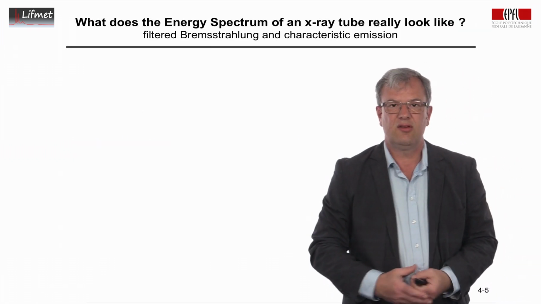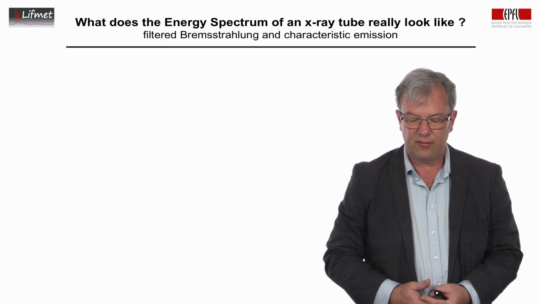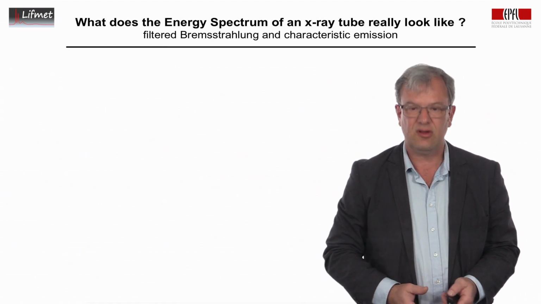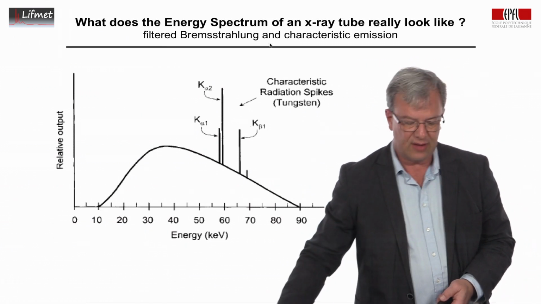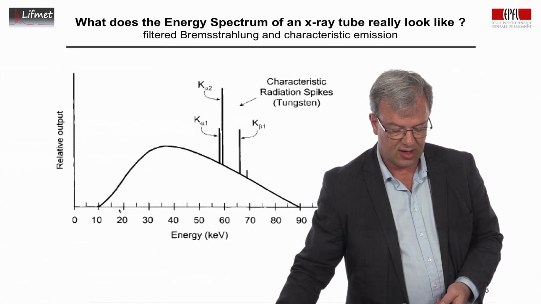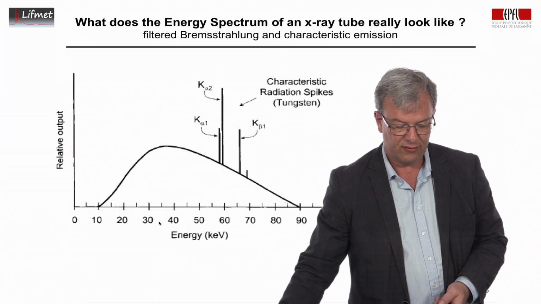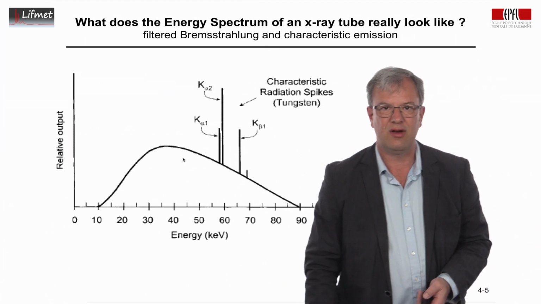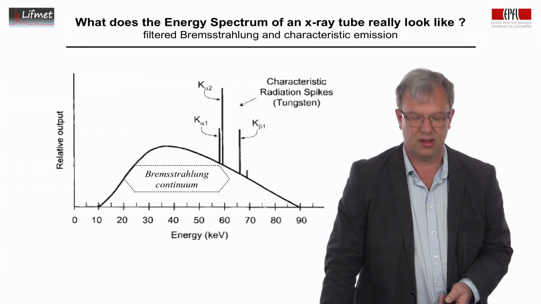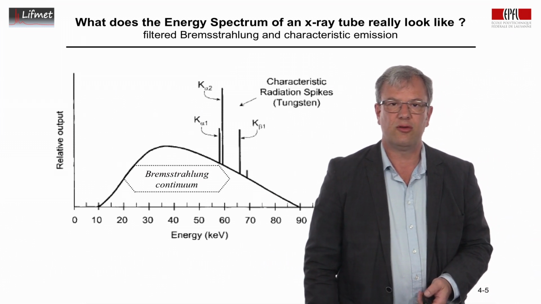So let's look at this in the real world, and we will first focus on the energy spectrum of an X-ray tube, what this really looks like. So this is the relative output on the y-axis. On the x-axis we have the photon energy in kiloelectron-volt, and we have the distribution of the density of the photons for a given energy window plotted here. What we have first is the Bremsstrahlung continuum.